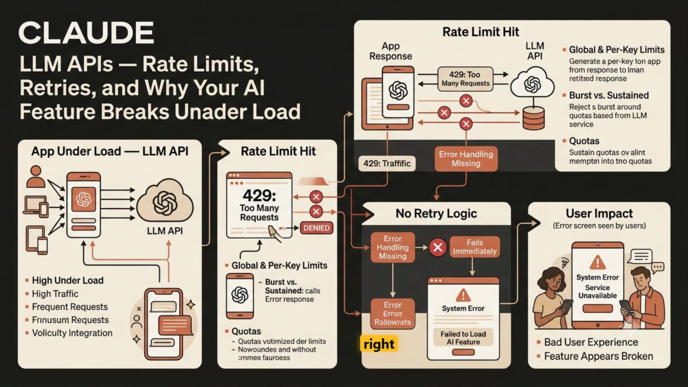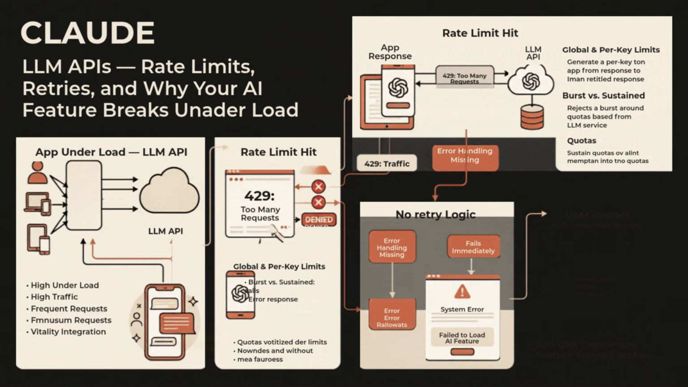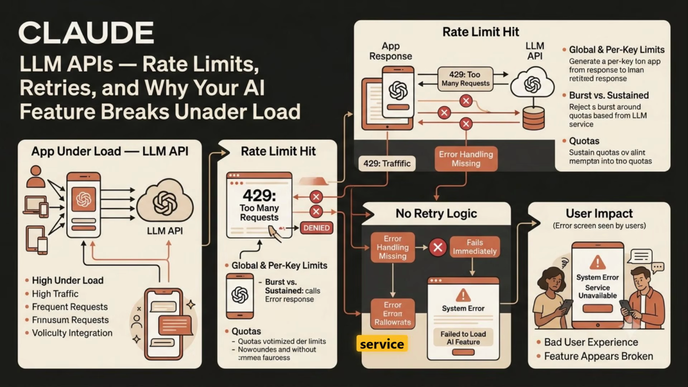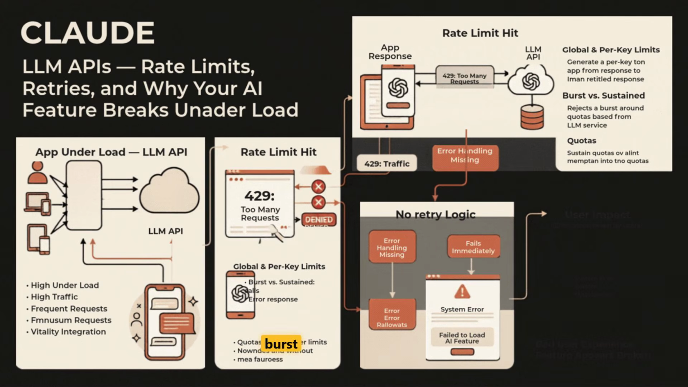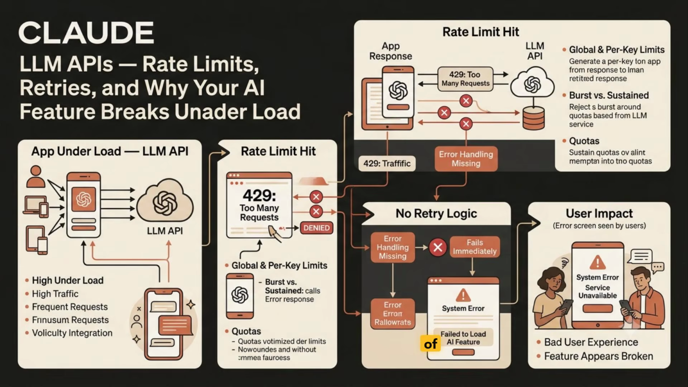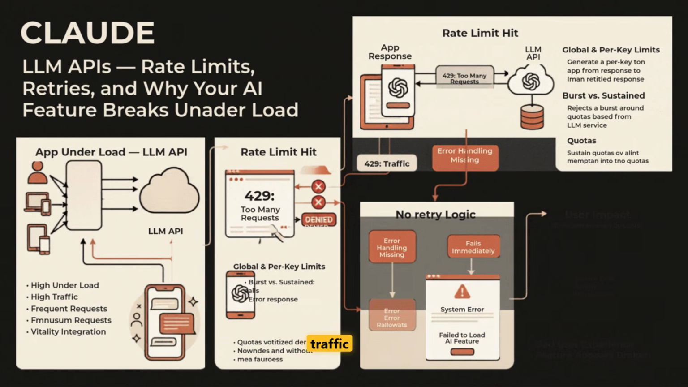Look at the far right panel to see the final result. Users staring at a system error screen that says service unavailable. Most developers think rate limits are about total daily cost, but rate limit failures are almost always about burst density. By the end of this video, you will know how to design a resilient retry pipeline so your app never drops a request during traffic spikes.